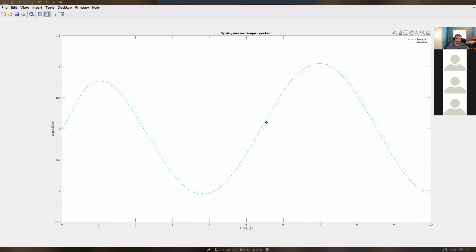So the dashed green line, that's the analytic solution. And then, kind of hard to see here, but the dotted blue line, that's the solution from Simulink. Both of them are going to work, but Simulink is going to be a lot less work for us. I'll show you why it's beneficial to use Simulink and not solve for this stuff by hand, especially when it gets to more complex differential equations.